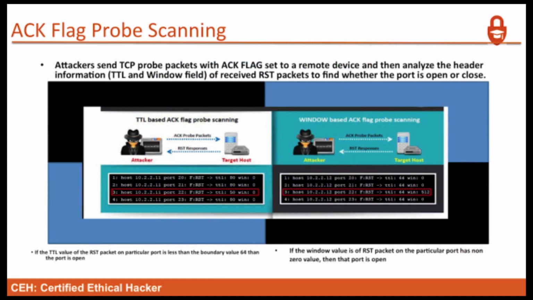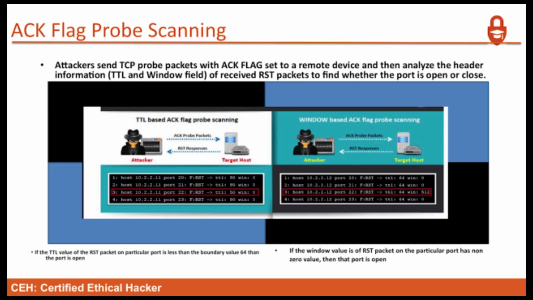ACK flag probe scanning. Attackers send a TCP probe packet with the ACK flag set to a remote device and then analyze the header information, the TTL and window field, of received reset packets to find whether the port is open or closed. So the TTL-based ACK flag probe scanning: ACK probe, and you get a reset. If you get an ACK and a reset, that's the scan. The Windows-based ACK flag probe scanning: you send an ACK and you get a reset back.